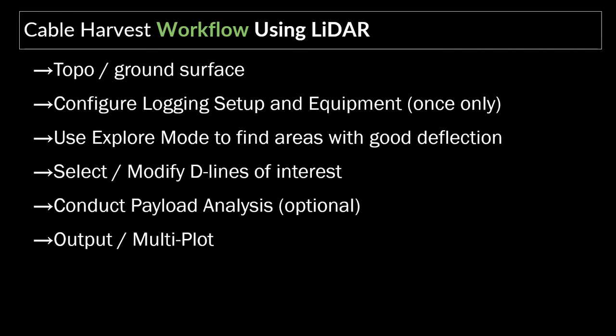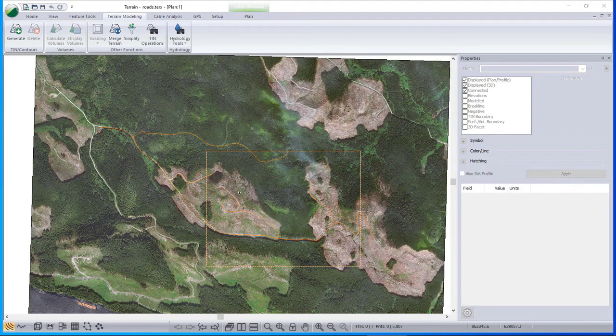And finally, you can place the deflection lines in various places and see how it looks. As I mentioned, payload analysis is something you may or may not need to do, probably something you do once or twice. And finally, generate your output. So let's take a look at the first part of this.